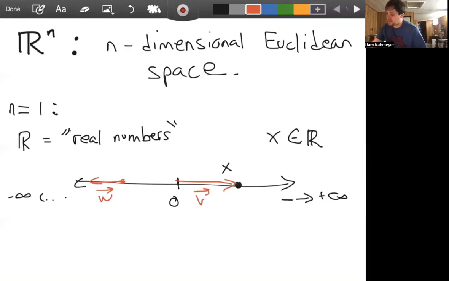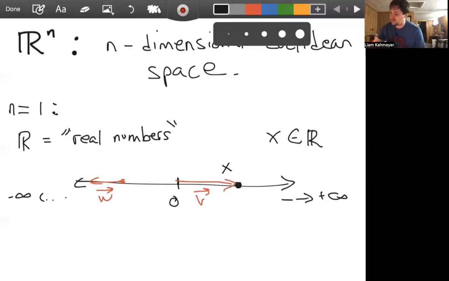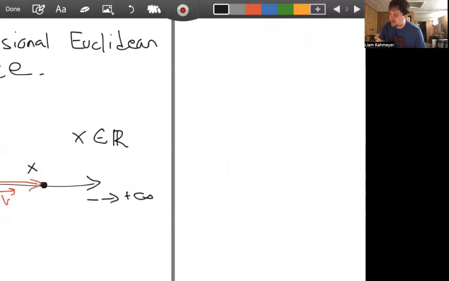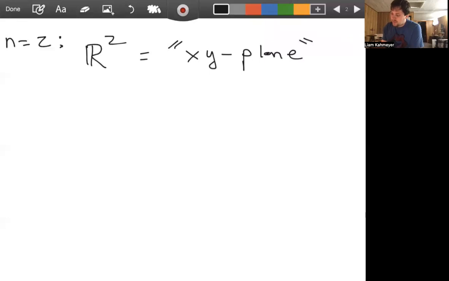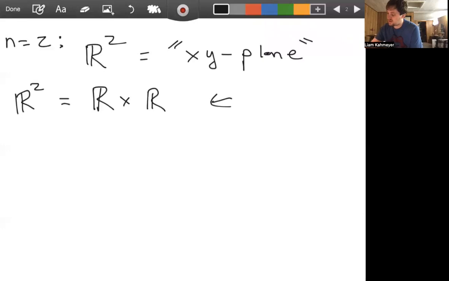What about when n is 2, right? We're very comfortable with the n equals 1 case. Well, what about n equals 2? When n equals 2, we have the xy plane. Another way you may see R2 written, or two-dimensional Euclidean space, is R cross R. This is a Cartesian product.